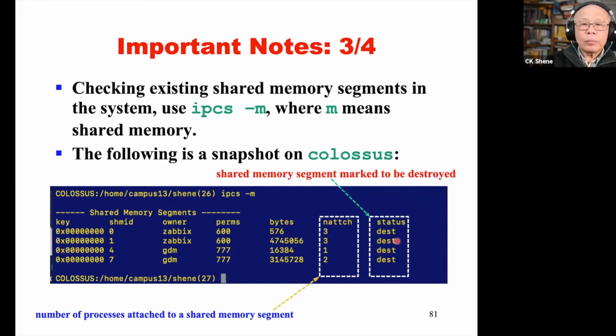So now, what if you know you have left some shared memory segment in the system? You have to remove it. By the way, our grader will not remove it for you. Our grader will run your program and check to see whether you left any shared memory segments in the system, and then our grader will deduct points and finally remove it for you.